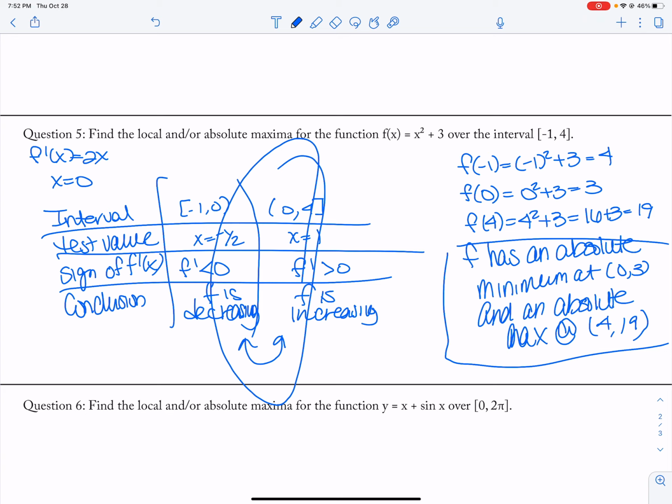relatives. I cannot have them at an endpoint. Okay? So that is it for this section.